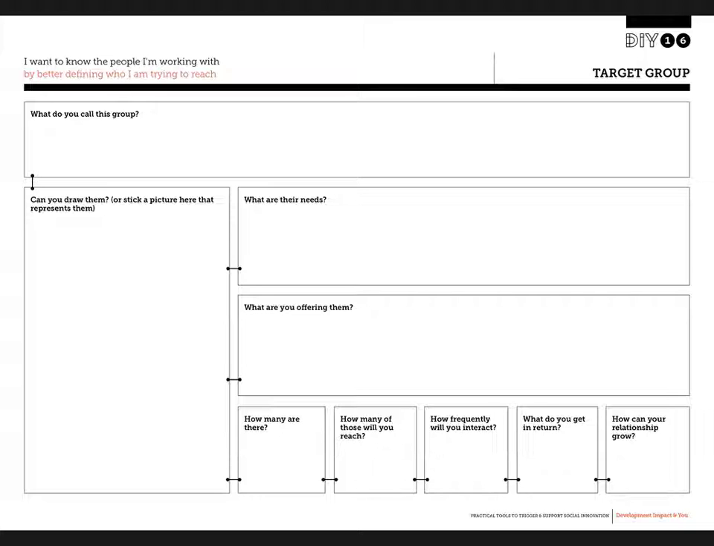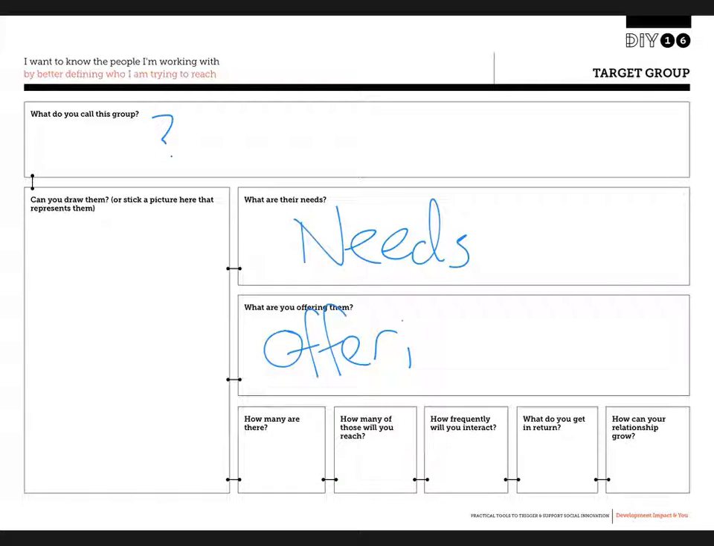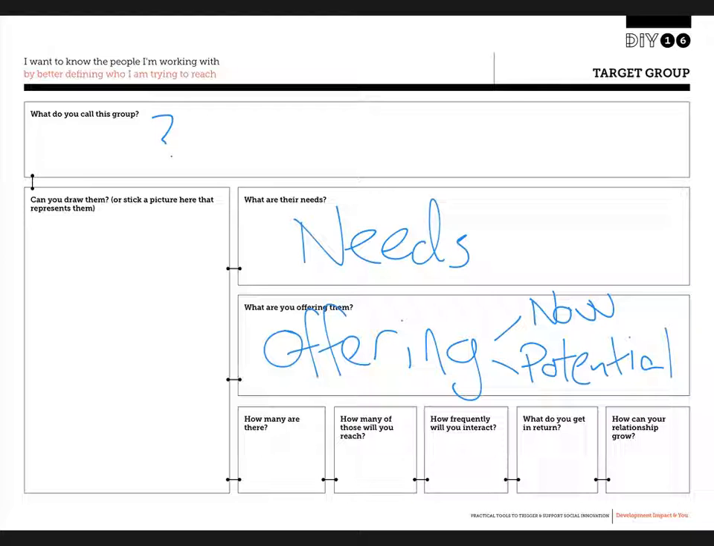It's quite straightforward. We think about what we're calling them. Feel free to draw them. You know I love making you guys draw. We then need to think about their needs and what we're offering them. Think about now and think about potential in the future. Then down here, this is where we think basically about the nuts and bolts surrounding how we engage with this group of people.